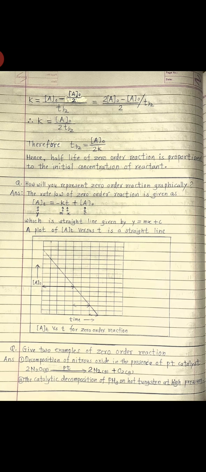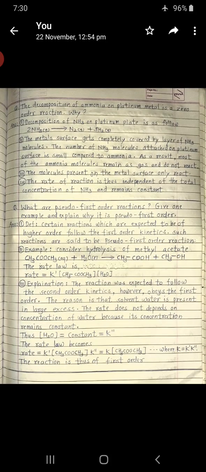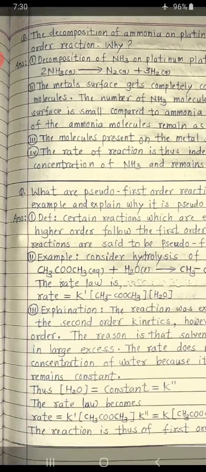Now, second example, the catalytic decomposition of phosphine, PH3. Phosphine means PH3, on hot tungsten at high pressure. This is the second example of a zero order reaction.